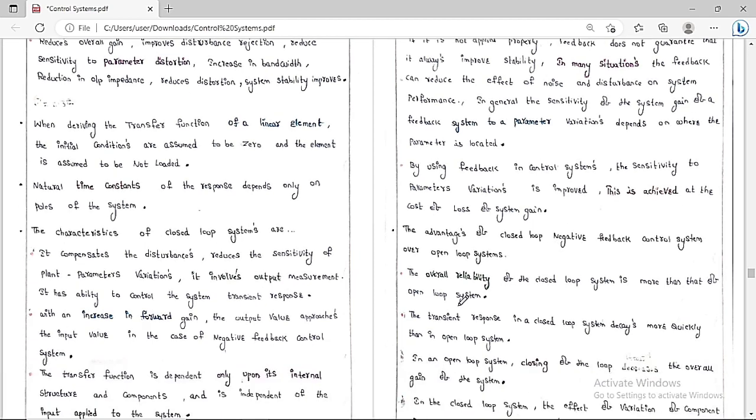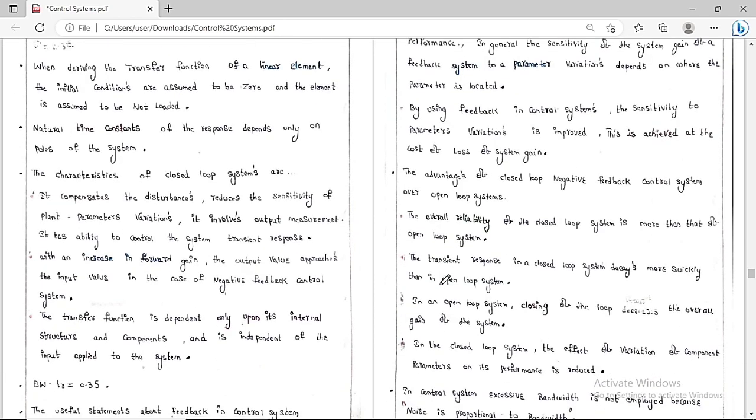So we can say, whatever the natural time constants of the response, they depend only on the poles of the system. It's a very, very important statement. The next statement is, the characteristics of the closed loop systems.